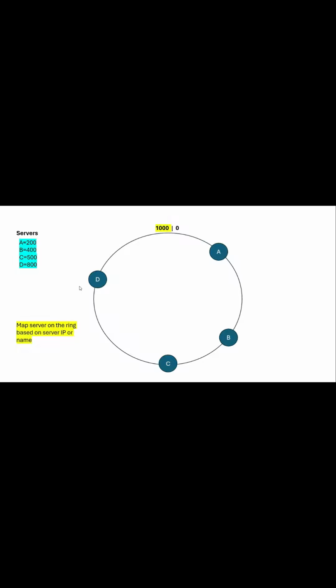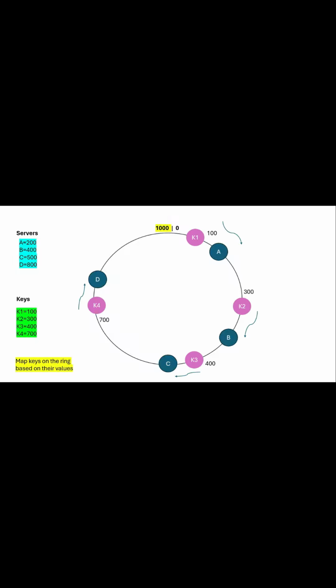The next step is to map the keys on the ring based on their values. Let's assume K1 comes here, K2 comes here, K3 comes here, and K4 comes here, just for simplicity. Now how do we decide on which server the keys should be stored? For that purpose, we have to move in the clockwise direction like this. So K1 is going to be stored on A, K2 will be stored on B, K3 will be stored on C, and K4 is going to be stored on D. We have to move in the clockwise direction.